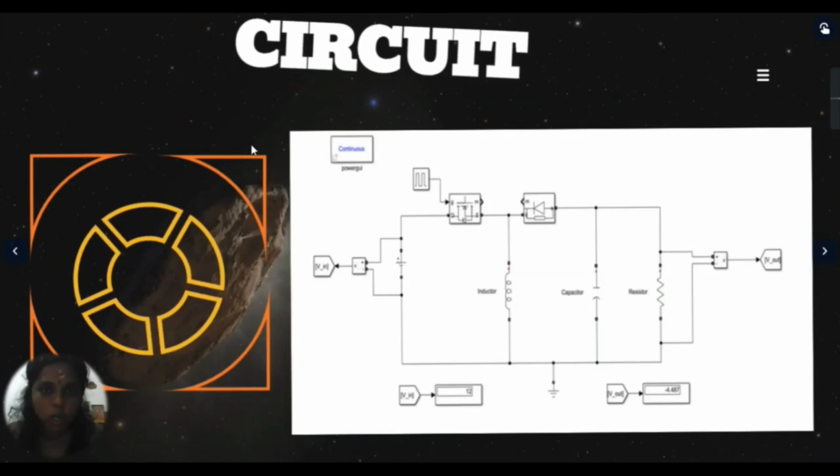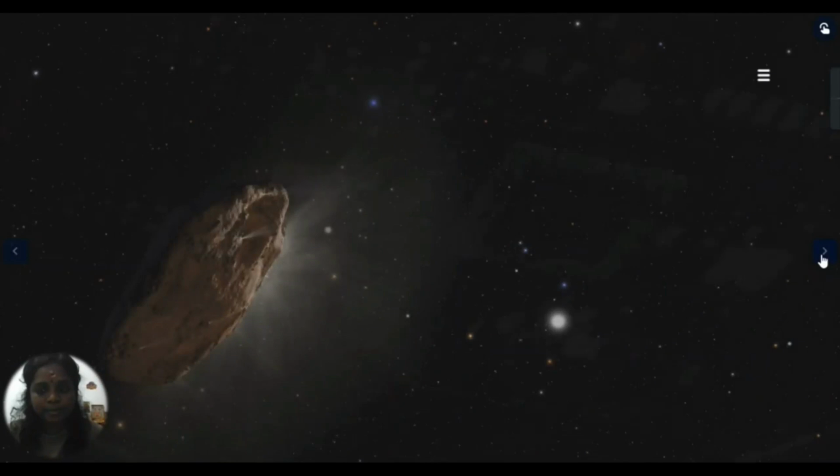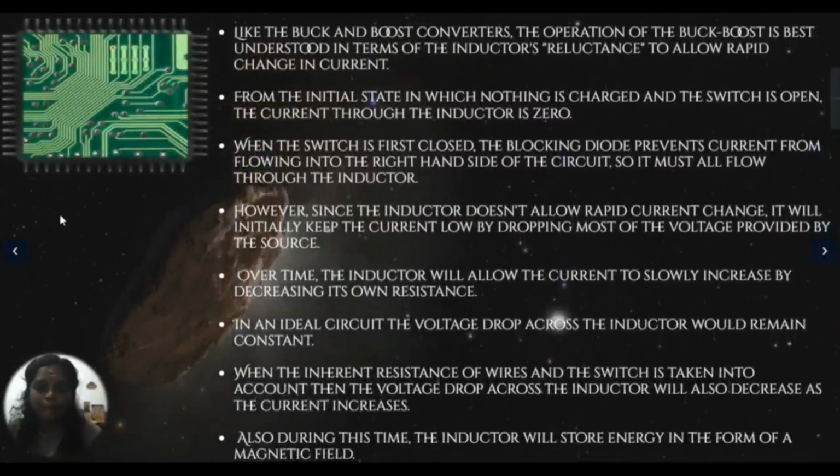So I would like to talk about discussion and conclusion. Like the buck and boost converters, the operation of the buck-boost is best understood in terms of the inductor's reluctance to allow rapid change in current. From the initial state in which nothing is charged and the switch is open, the current through the inductor is zero. When the switch is first closed, the blocking diode prevents current from flowing into the right hand side of the circuit, so it must all flow through the inductor.